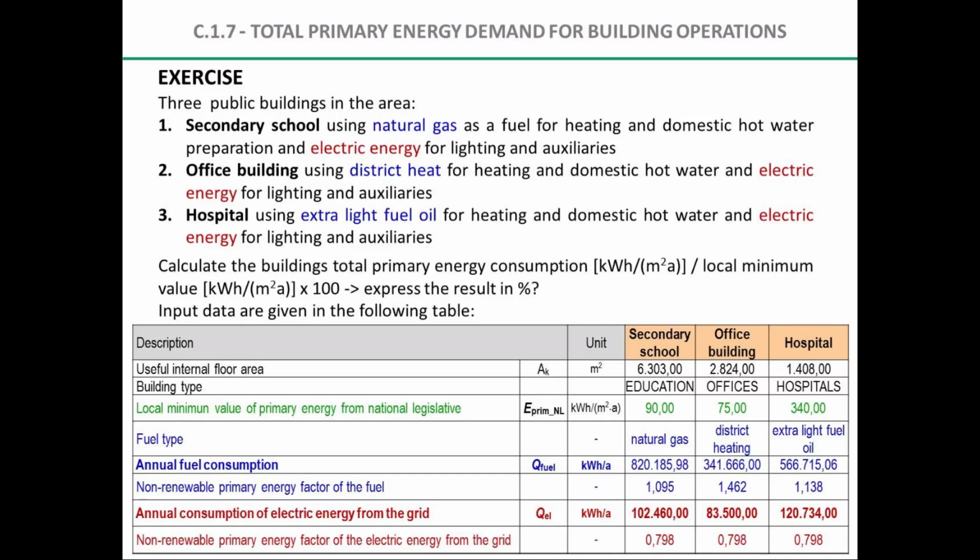We have another exercise which you can try out in order to come up with the required values. I thank you for your attention.